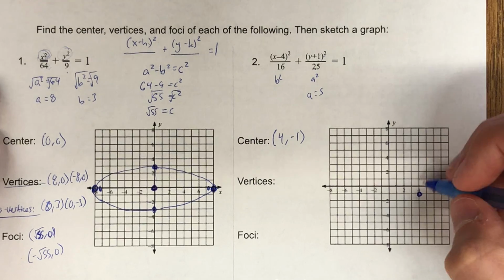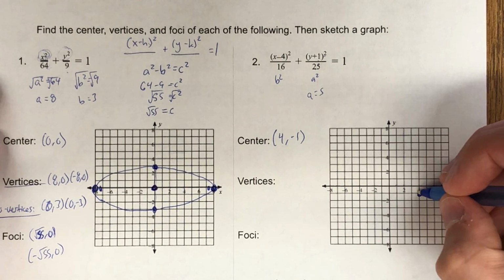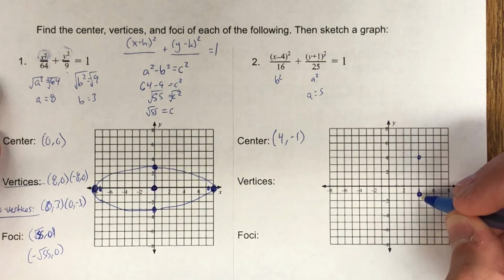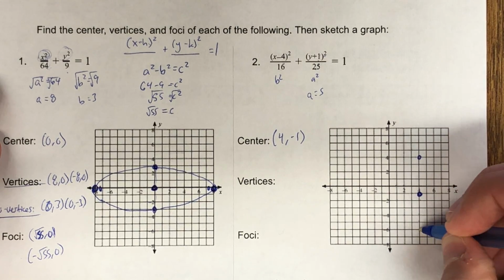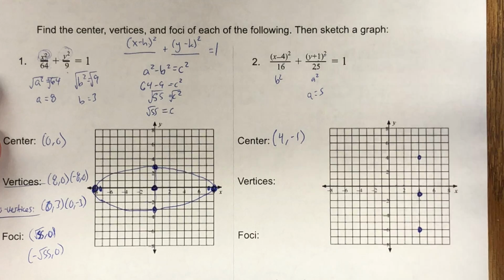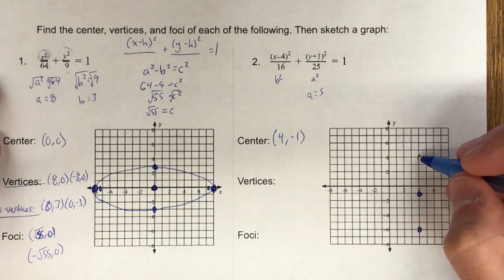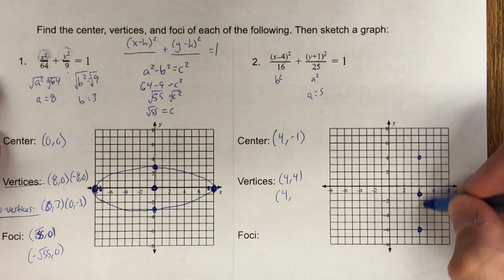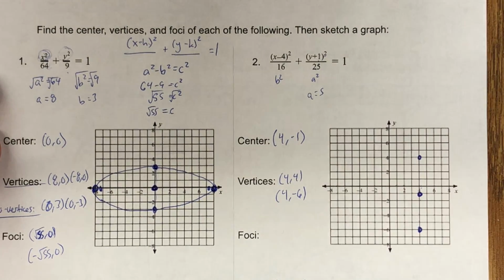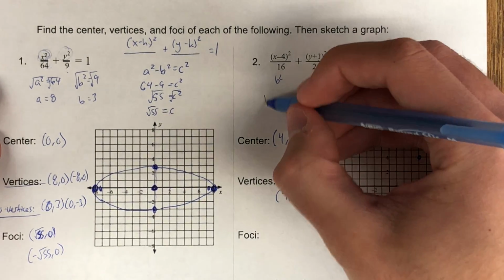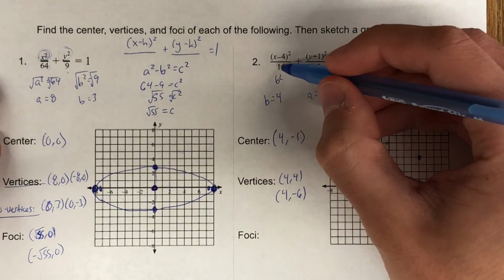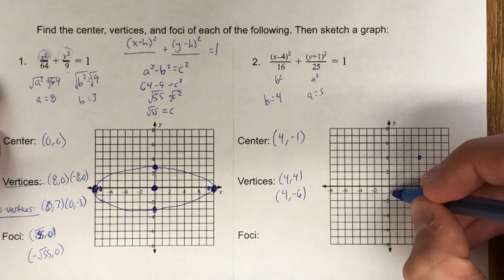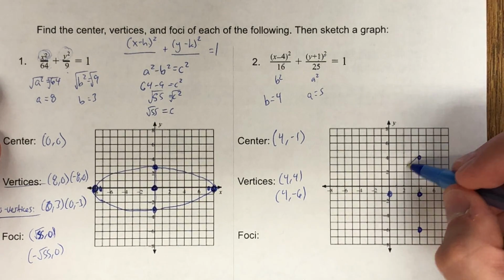So our vertices will be 5 above and 5 below the center. So up 1, 2, 3, 4, 5, and then down 1, 2, 3, 4, 5. So that's at 4, 4, and 4, negative 6. Our co-vertices will be a distance of b, so square root of 16 is 4, so 4 away from the center, but on the x.